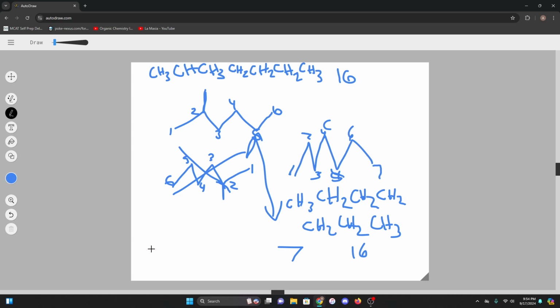Another way to do this is you literally just take whatever group, and you move it wherever you want to. We could technically move it over here, or we can move it over here. The only thing is, you can't move it to somewhere that would be the same as this. Like I showed you earlier, this would not count as a constitutional isomer because you're moving it to a spot where the connectivity is still on carbon number 2. So if you guys understood that.